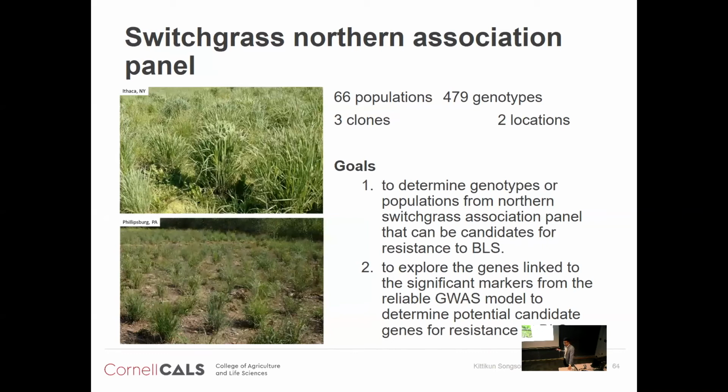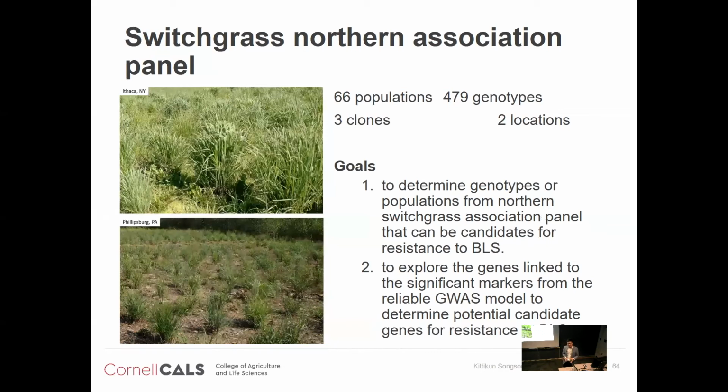In 2016, we planted in Ithaca and in Phillipsburg, Pennsylvania, with 3 clones. And just last year, we planted in Rucker. But these data are only from last year, because I only have 1 year left. So I only had one chance in 2 locations.